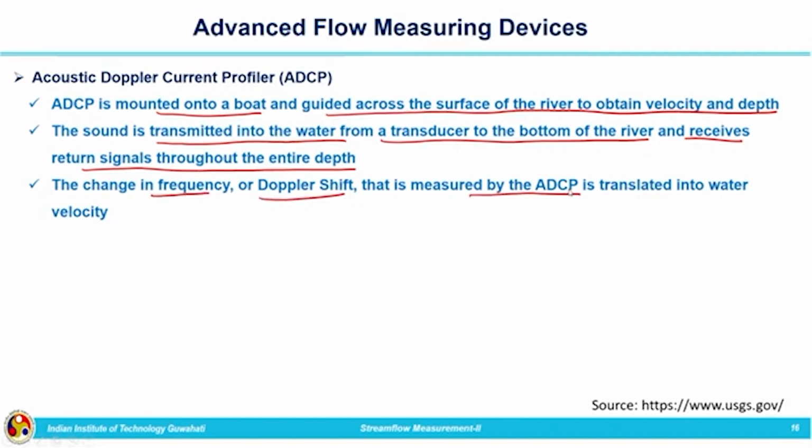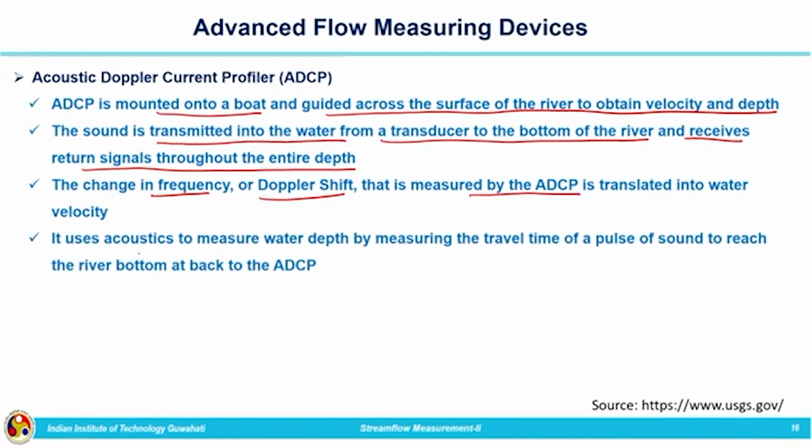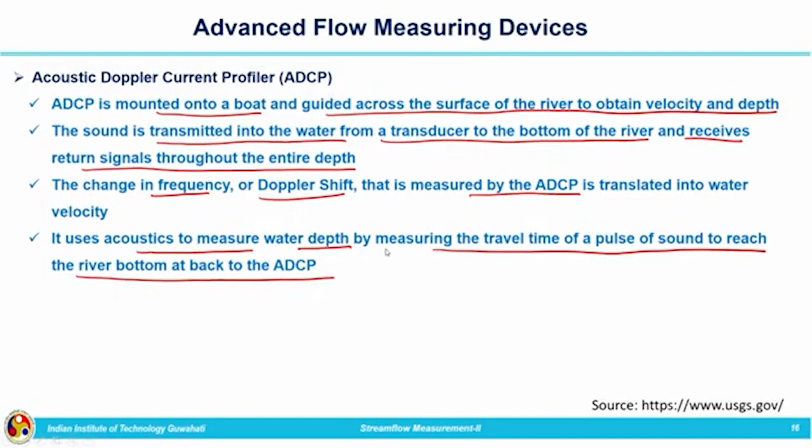is measured by ADCP, and that is translated to water velocity. It also uses acoustics to measure the water depth by measuring the travel time of a pulse of sound to reach the river bottom and back to the ADCP. ADCP is on the surface of the water, it sends a signal to the river bottom and it comes back, and based on this it calculates the depth of the stream also. So, we get the depth of the stream and also the velocity across the depth of the stream.